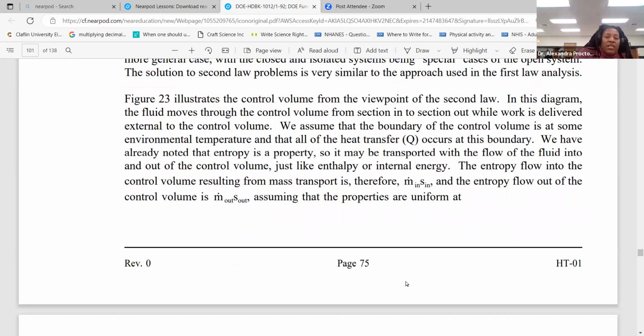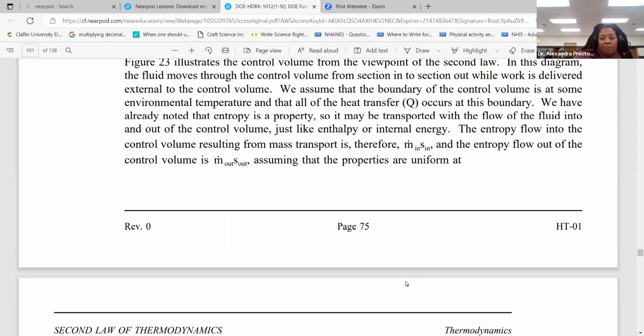So Figure 23 illustrates the control volume. Remember, that was the boundary, from the viewpoint of the second law. In this diagram, the fluid moves through the control volume from section in to section out, while work is delivered to the external control volume. We assume that the boundary for the control volume is at some environmental temperature and that all the heat transfer Q occurs at the boundary.